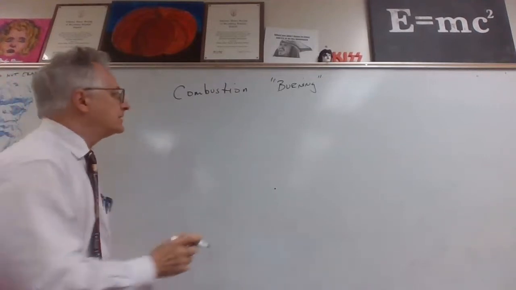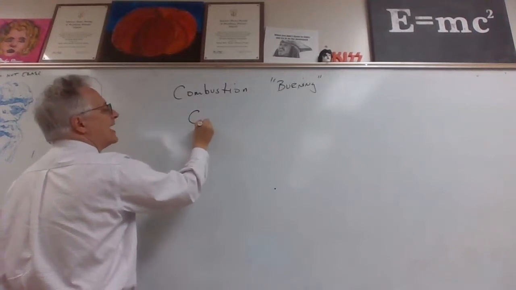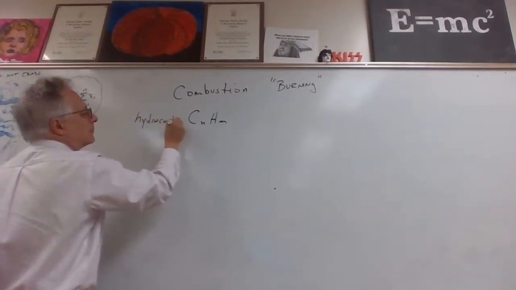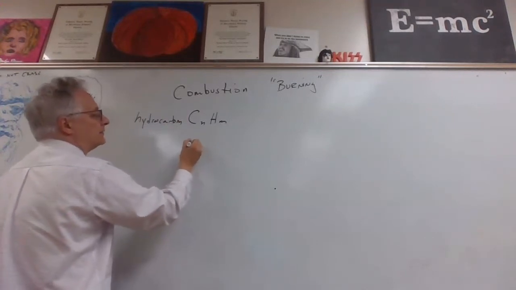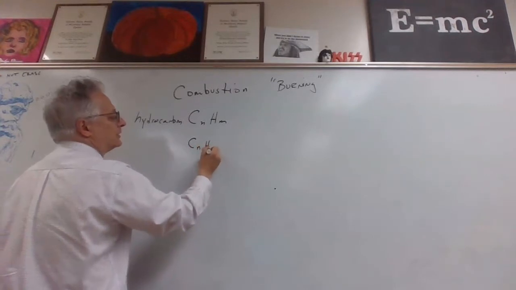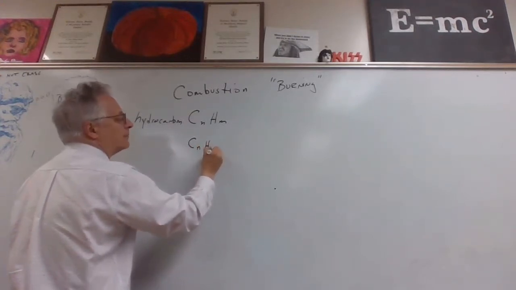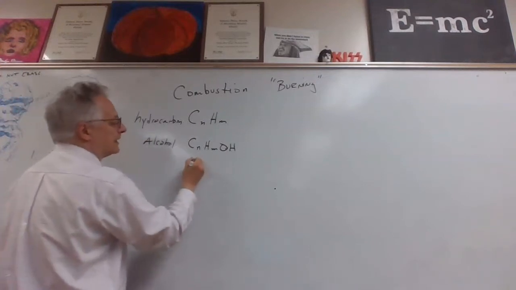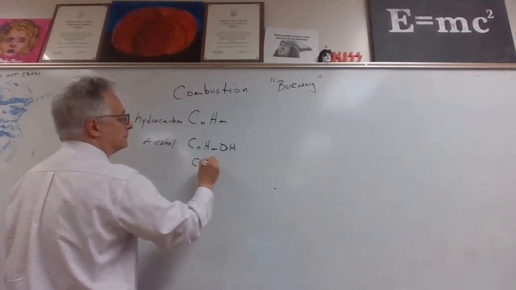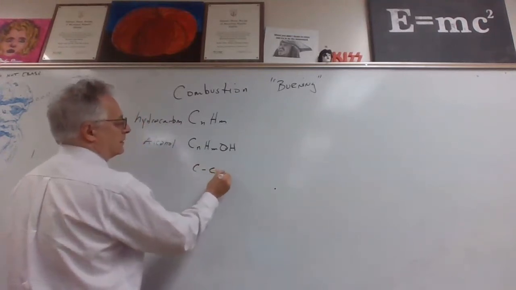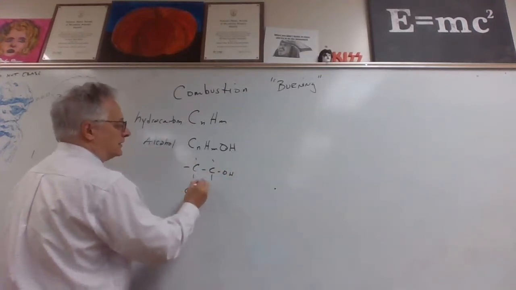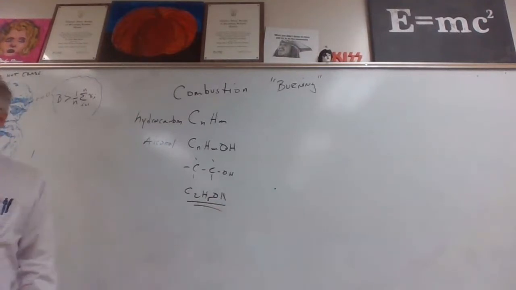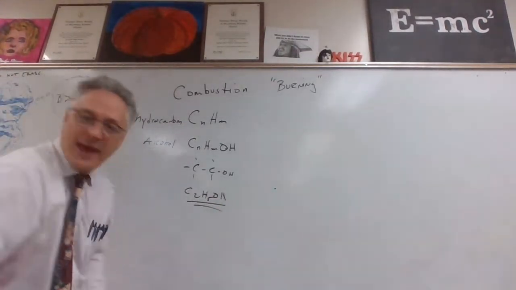So whenever we have substances that are, I'm just going to put something like CnHm. This would be called a hydrocarbon. Or we might have something that is a CnHmOH. I have an OH on it. This would be an alcohol. So, for example, something like C2H5OH. That's ethyl alcohol.